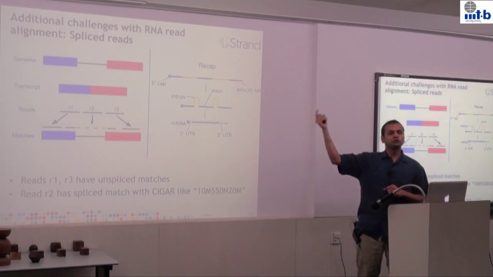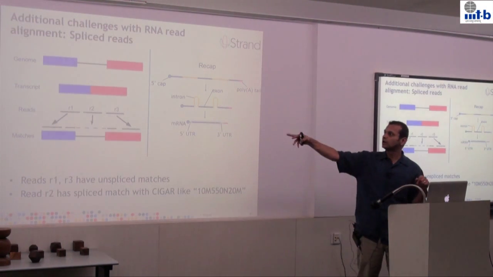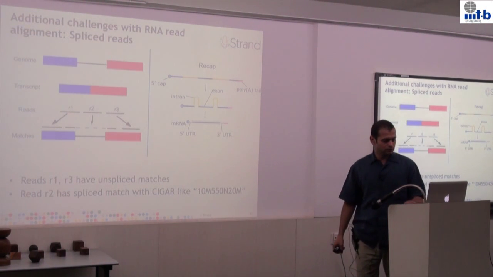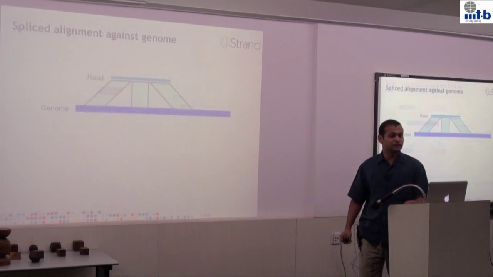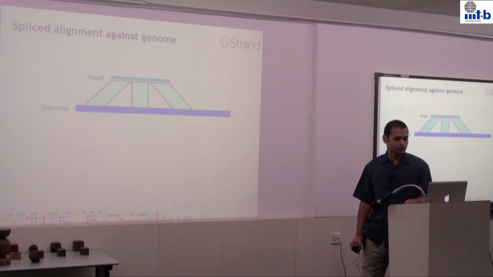If I were to use the approach that I just told you, using the genome, that R2 is not going to be aligned anywhere. So that's a problem. How do we handle these junction reads? That's another problem. And for that, we need to come up with some splice-aware alignment approaches, right?